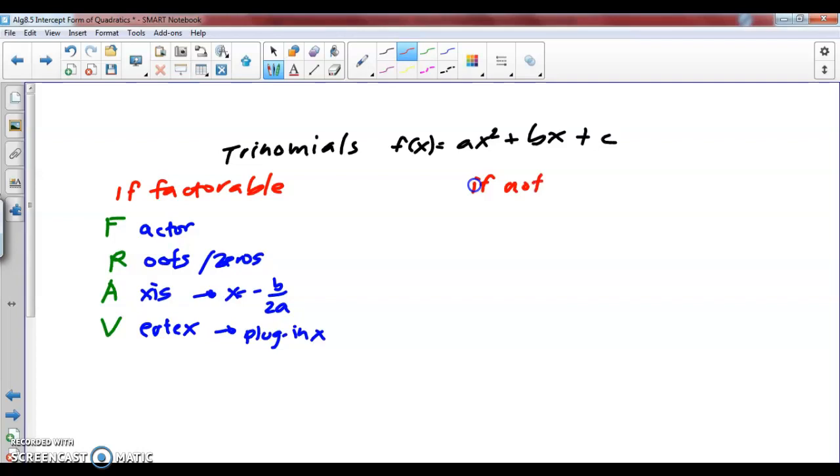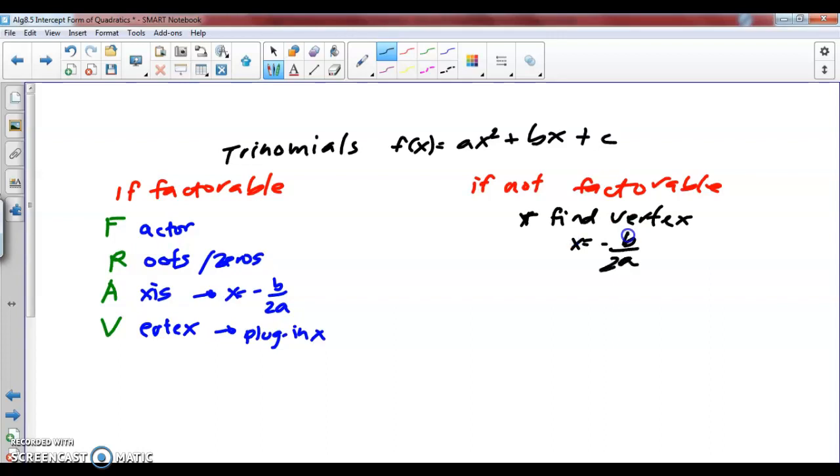If it's not factorable, then you have to follow the following steps. Find the vertex. And how do you do that? You follow your x = -b/2a again, and then plug in to find y. So plug in to get y.